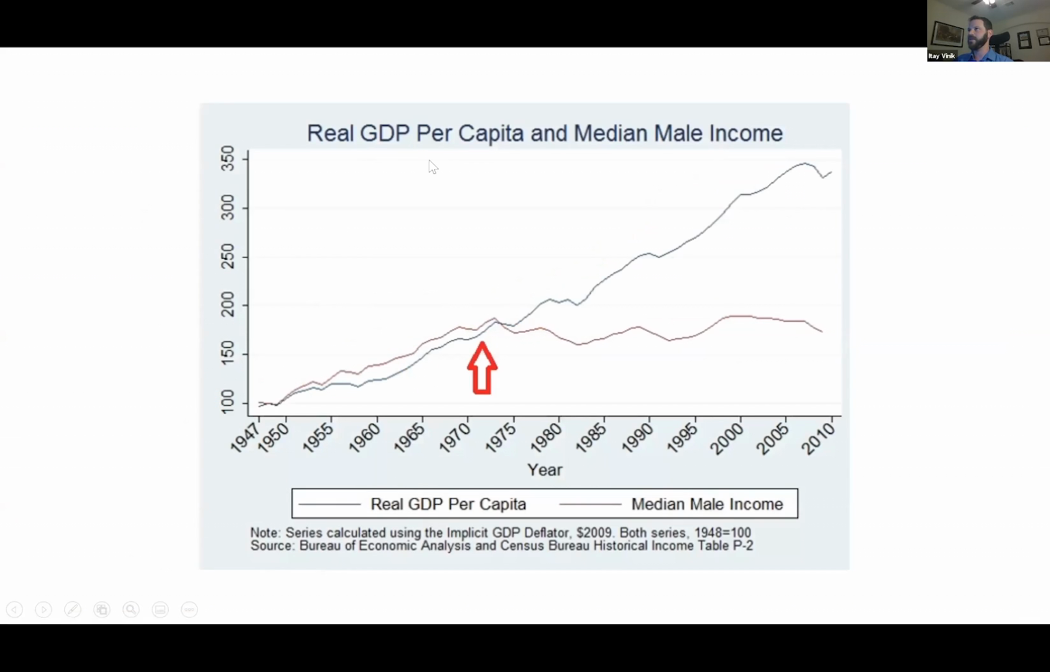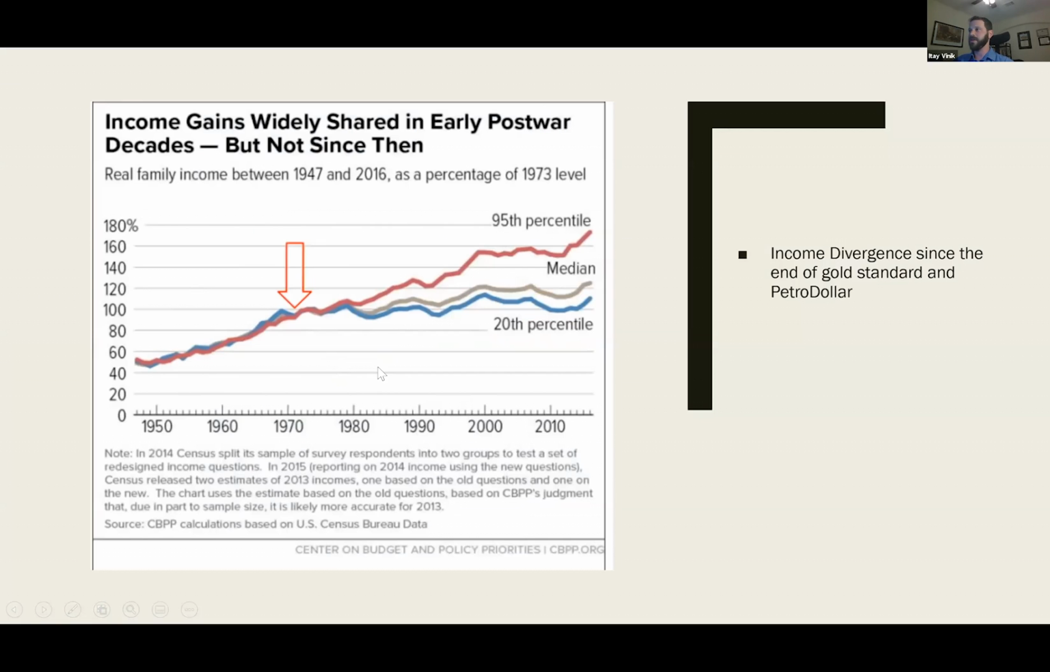So if you look here at the real GDP per capita and the median male income, just because it's an easy comparison to that time, you can see that the median income has basically stayed flat. Real GDP per capita has increased. So that's another telltale sign of that. Same thing here with the gap, not just average income, but the gap between the top percentile and the median has diverged significantly since the petrodollar started, basically as a result of that trade deficit.